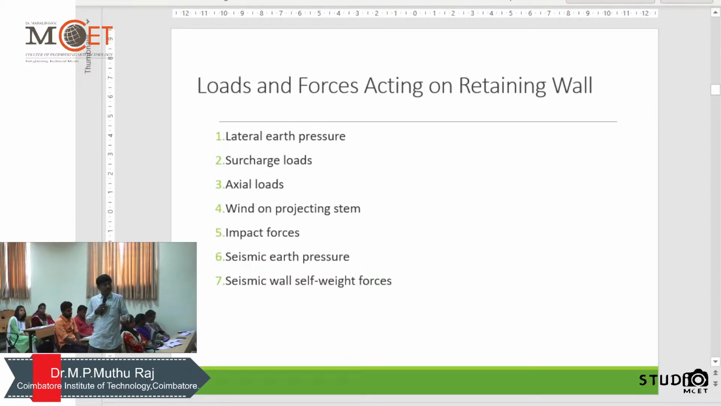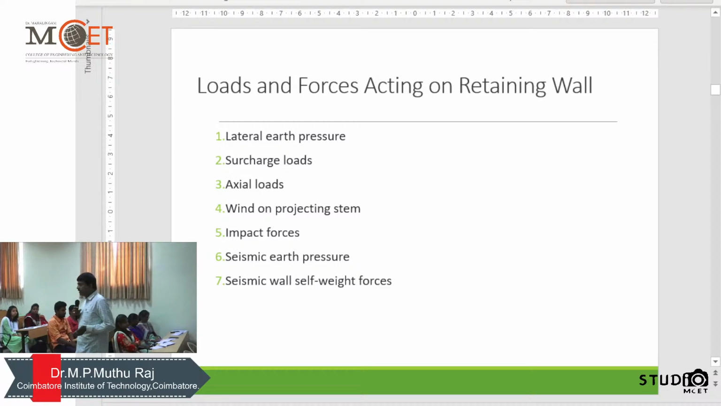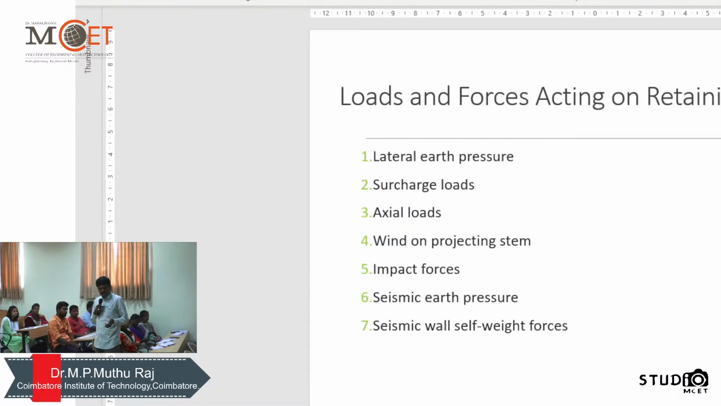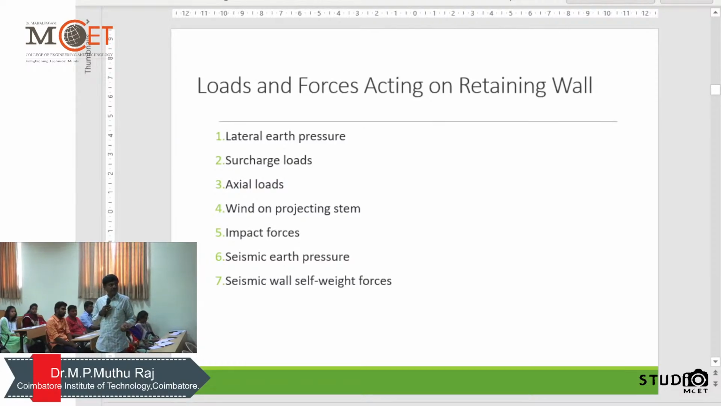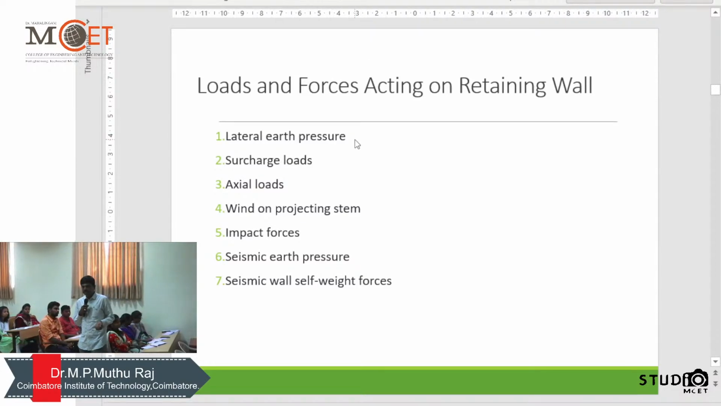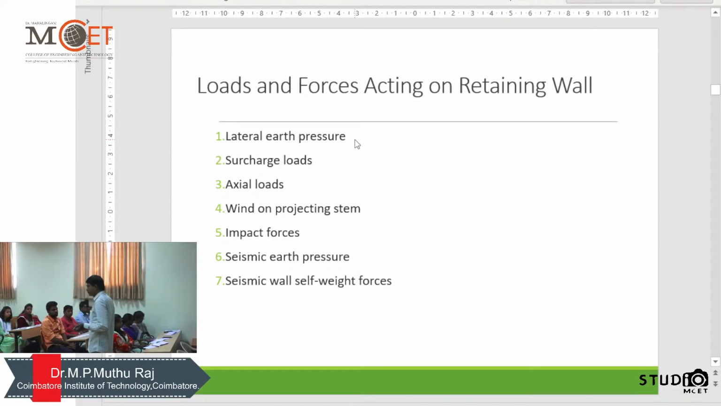So these are all the forces. The lateral earth pressure is the major force. Then we have the additional loads, which we call surcharge loads.